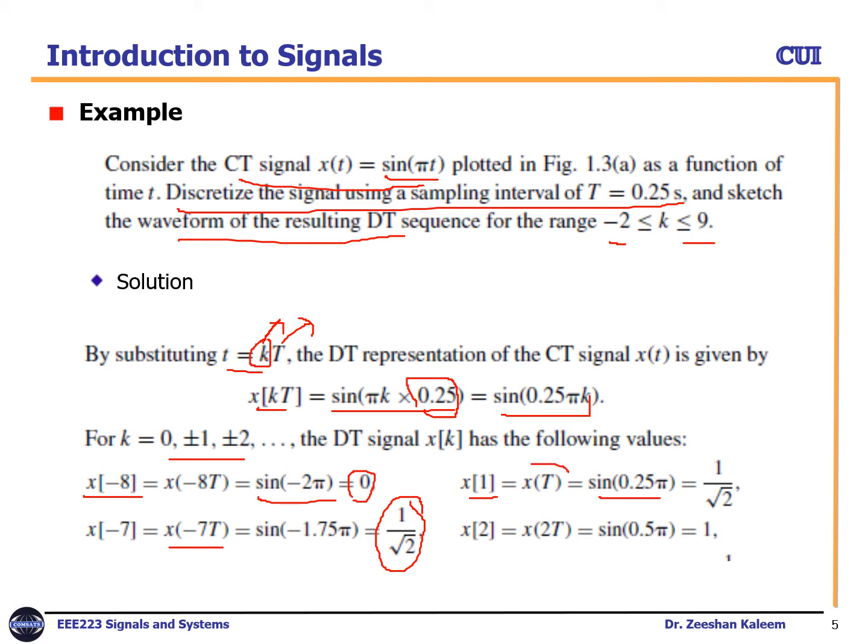Better to ignore this one and just focus on this equation. So we have sin(0.25 pi) and k equal to 1. Instead of k we have 1, so sin(0.25 pi). Similarly x(2), if you focus on this equation, instead of k put 2 here. So sin(0.25 pi times 2) becomes sin(0.5 pi), so the resultant amplitude will be 1.